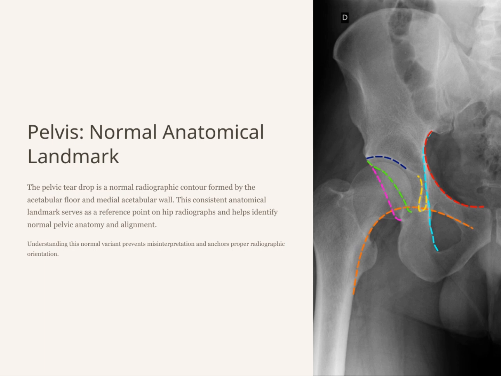By identifying the pelvic teardrop, we can better understand the normal anatomy and alignment of the pelvis. This helps us avoid misinterpretations that could lead to unnecessary concern or missed diagnoses. Understanding this normal variant is crucial because it anchors our radiographic orientation. When we know what normal looks like, it's easier to spot abnormalities and assess the integrity of the hip joint accurately. This knowledge ties into our overall goal of accurate radiographic interpretation and proper diagnosis.